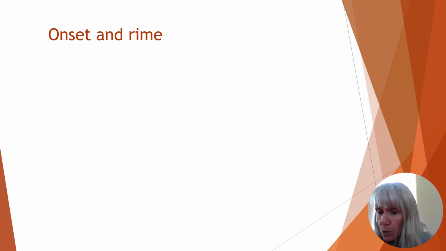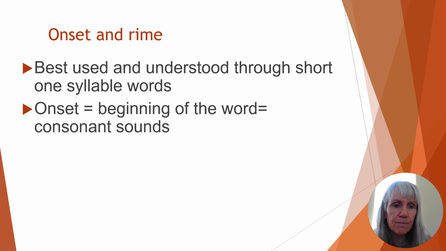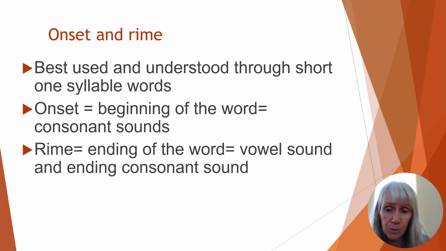And when we talk about onset, though the word can start with a vowel sound, we're most often talking about the consonant sounds we're hearing at the beginning of a word. In the onset, there is no vowel sound, okay? And rhyme is the ending component of the word that contains the vowel sound. Now, onset and rhyme is best used and understood through short one-syllable words. The onset is the beginning of the word. It's usually consonant sounds we're talking about. And the rhyme is the ending of the word, which contains the vowel sound and possibly, but not always, an ending consonant sound. So there's no vowel sound in the onset, and there has to be a vowel sound in the rhyme. There does not have to be a consonant sound, but there often is.